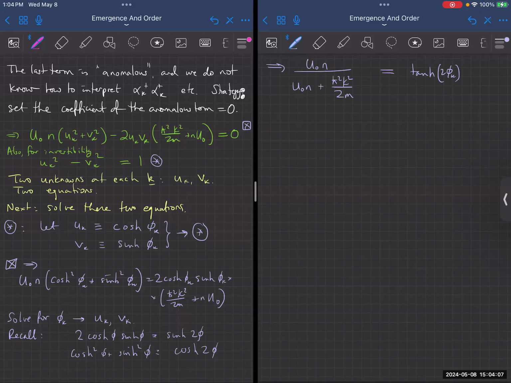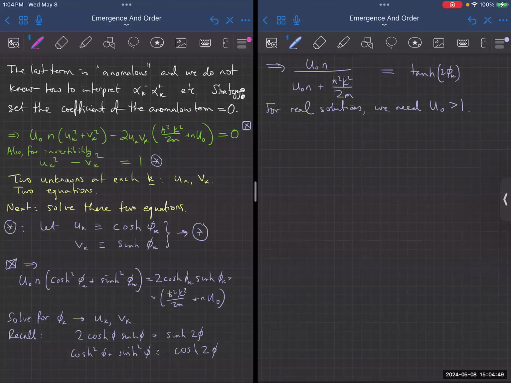Okay, so that's what we have, and we're looking for a real solution of this. So if we're going to have this as a solution, we need u naught greater than 0. So for real solutions, we need u naught to be greater than 1. And if u naught is greater than 1, then tanh is between -1 and +1, and so we can find a solution.